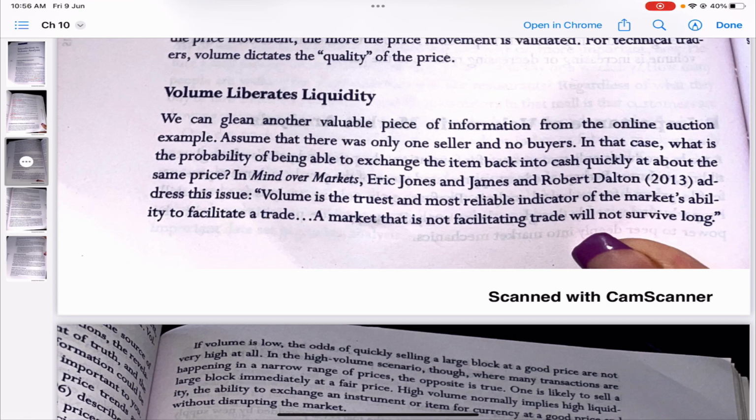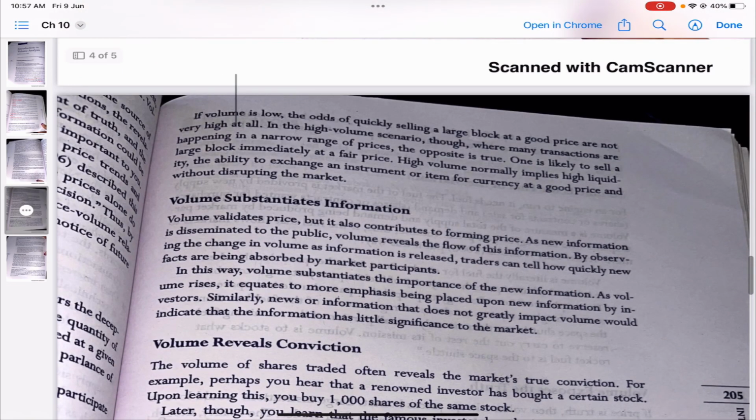If you go on your TradingView and look at some stocks, they're very illiquid in nature. Some of the stocks are very, very illiquid. Their charts are also hollow. Those are the kind of stocks where there is no volume, so you must avoid trading in such stocks. Okay. So you understood what volume liberates liquidity means. If the volume is low, the odds of quickly selling a large block at a good price are not very high at all.